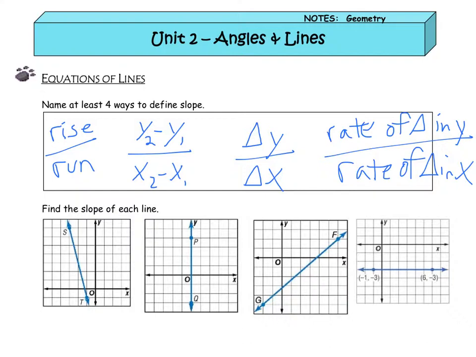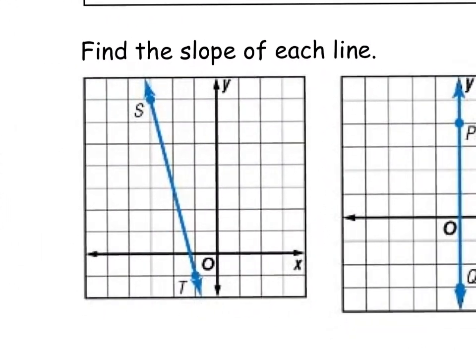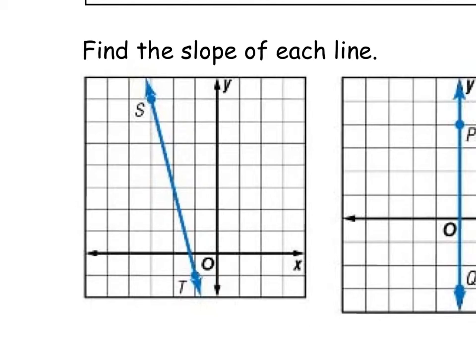Okay, so let's look at our example here. We're going to find the slope of each of these graphs. Looking at this one, we have the points at S and T, and the rise is how much it goes up. 1, 2, 3, 4, 5, 6, 7, 8. 8 is my rise over my run, which is 1, 2. So we have 2 right here. So it's 8 over 2.